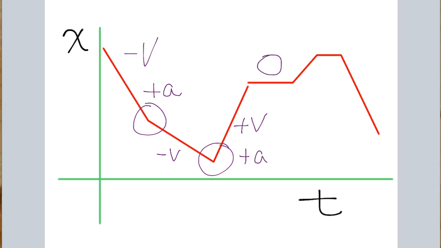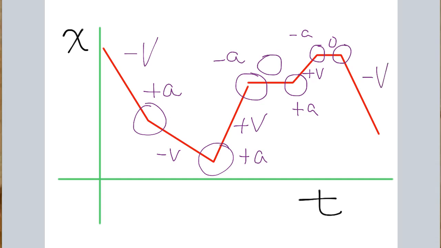At this point, it goes to 0. So when we go from a big positive velocity to 0, this acceleration is negative. When we go from 0 to a positive velocity, we have a positive acceleration. And right here we go from a positive velocity to 0, so this is a negative acceleration. And right here we go from 0 to a big negative velocity, so this is a negative acceleration as well.